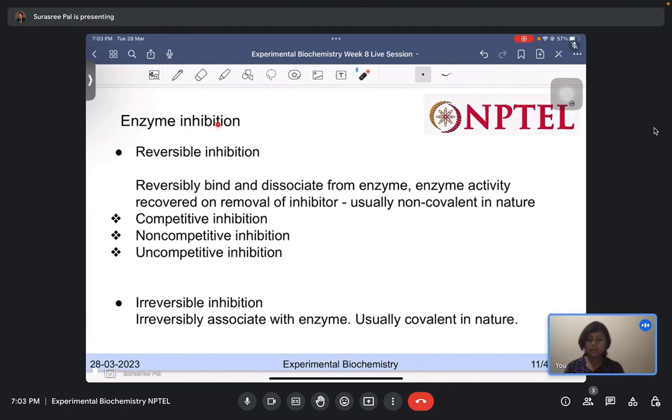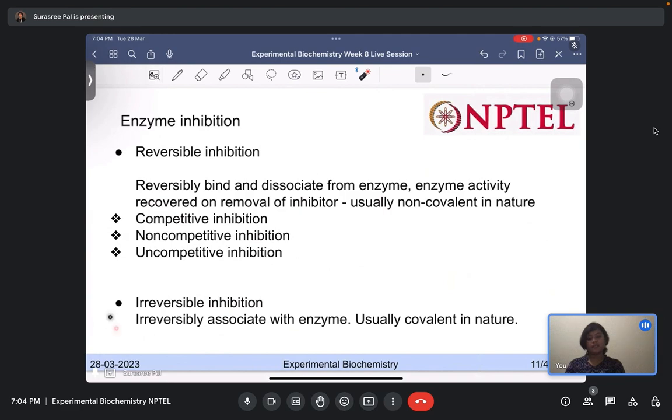This reversible inhibition is possible when the binding of the inhibitor to the enzyme is usually non-covalent in nature. That is why this is a reversible binding, and when the inhibitor dissociates from the enzyme, it can regain its activity. There are three types of reversible inhibition that we will discuss in this session: competitive inhibition, non-competitive inhibition, and uncompetitive inhibition.